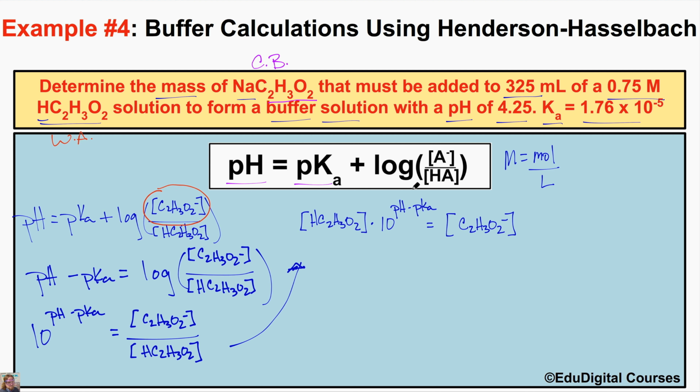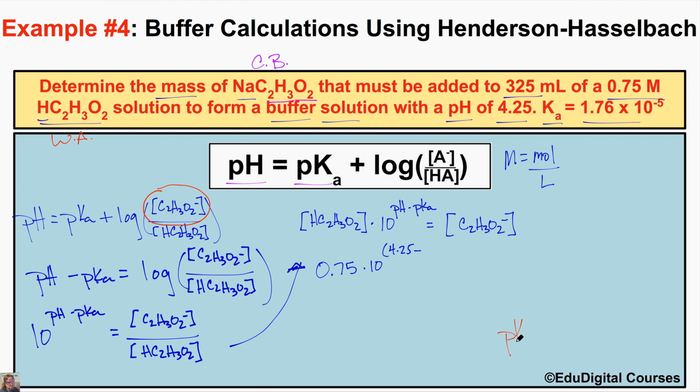So let's go ahead and plug in some numbers here. What is the concentration of our weak acid? Well, it tells us that the concentration of our weak acid is 0.75. So we have 0.75 here times 10 to the pH. What is our pH? Well, it tells us it's 4.25 minus the pKa. So how are we going to get the pKa?